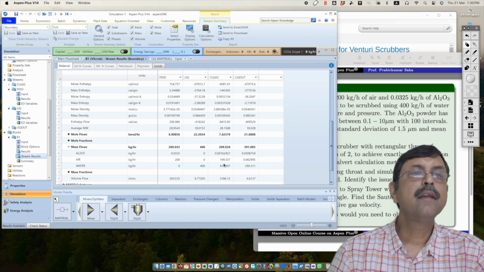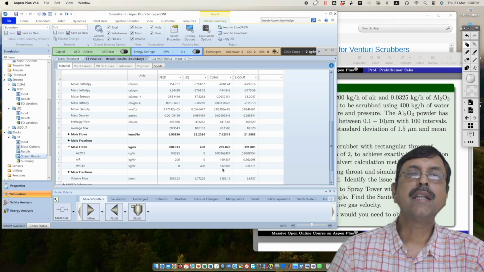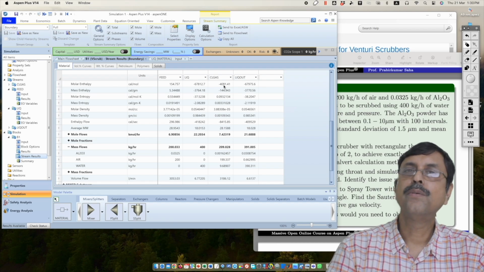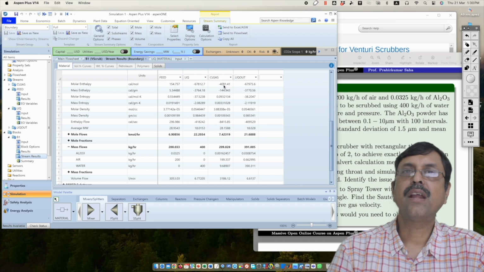Now air, almost all the air, it is going through the clean gas. Only some portion of air is going through the liquid out. And unfortunately, some amount of water is also going through the clean gas. Okay, so it is not able to collect the entire mist.